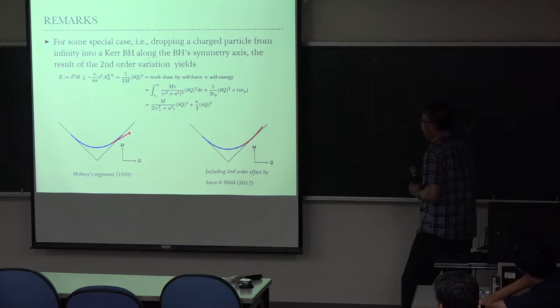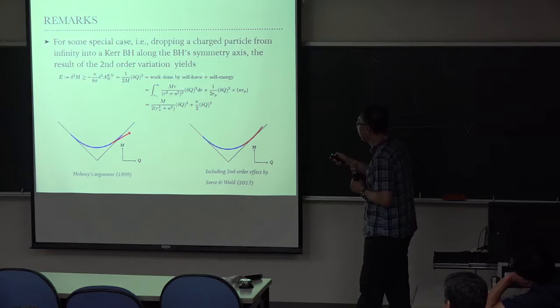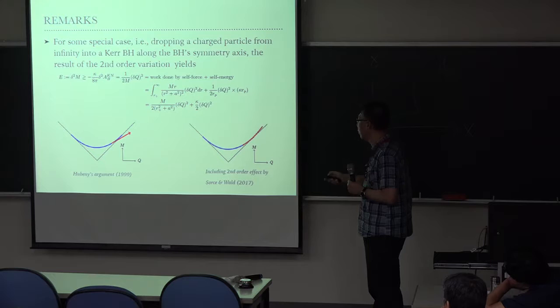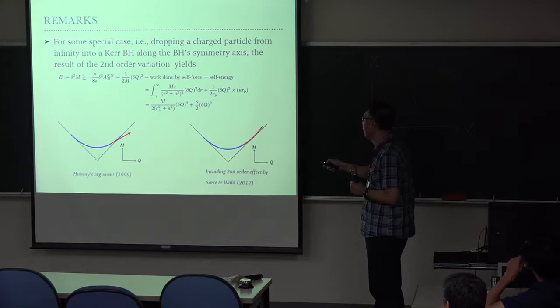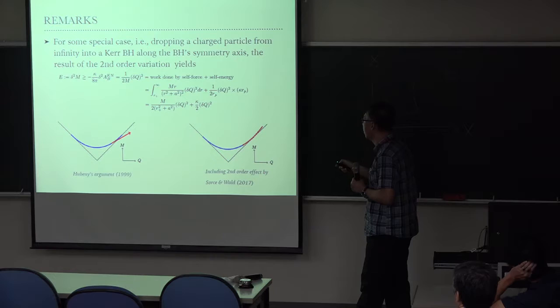Nicely, you can show that this corresponds to a second order self force effect. Because you drop this particle from infinity down to the horizon, it does so much work. So this is the work done by the self force. It's equal to this part. Also this particle has finite size, so there is this kind of self energy.